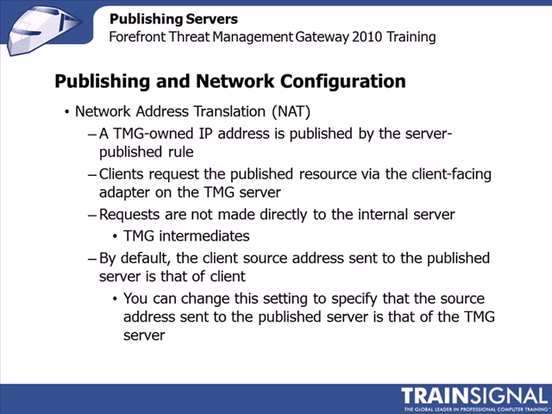By default, when the client sends a request to an internal resource, the client's source address is also sent to the published server. But you can change this setting to specify that the source address sent to the published server is that of the Threat Management Gateway server. In some cases, you may want to do that for an additional level of security perchance.